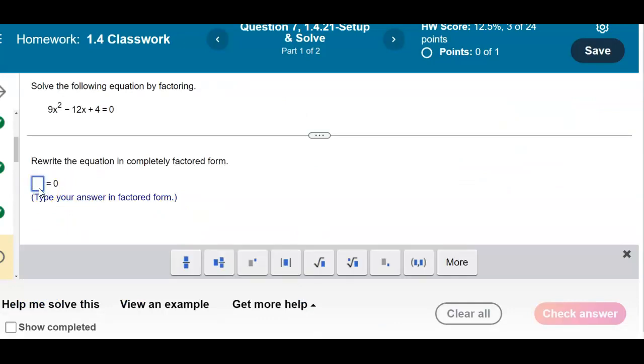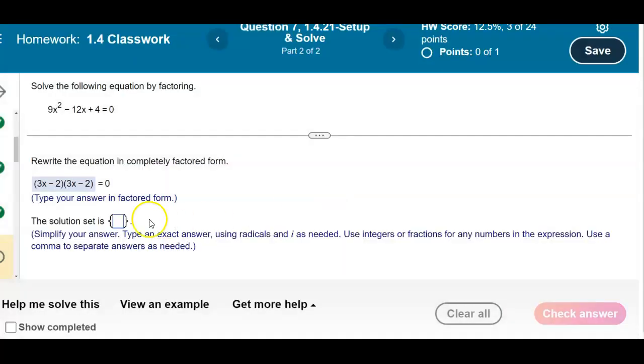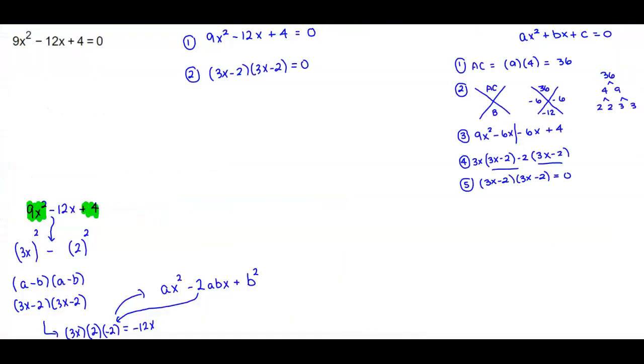So we have parentheses 3x minus 2, parentheses, and another parentheses, 3x minus 2. And then let's check our answer, and there is our result. And now we need to find the solution. So that means now we have to use the zero factor property.